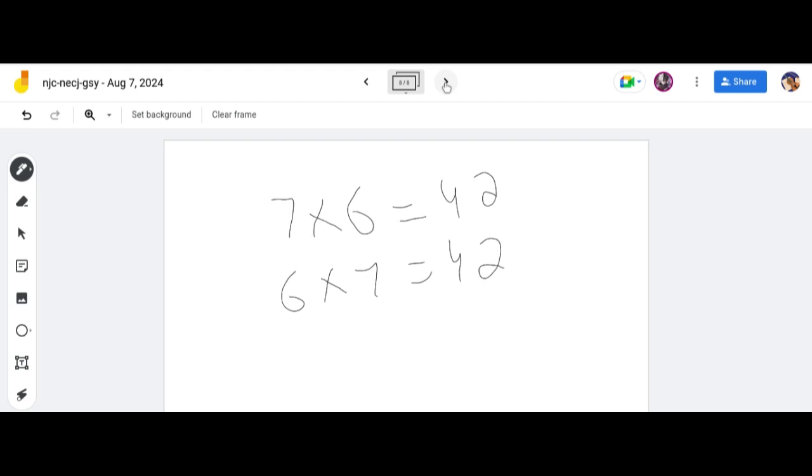Any example? Is there anything like that? Wait. 9 times 3 and 3 times 9. Yes. 3 3s are 9. Yeah, so this is not possible. Okay. Any other example which doesn't show the multiples of any table or number?